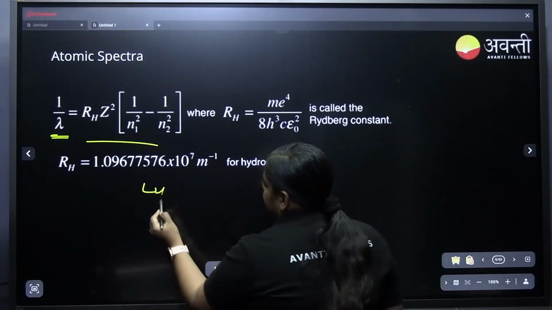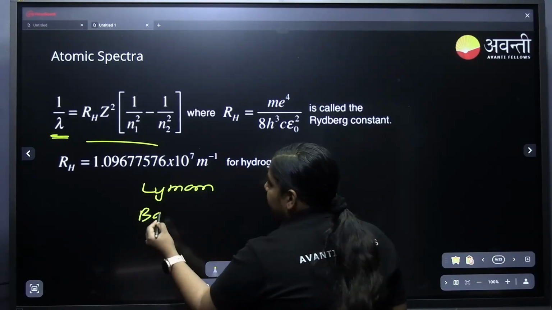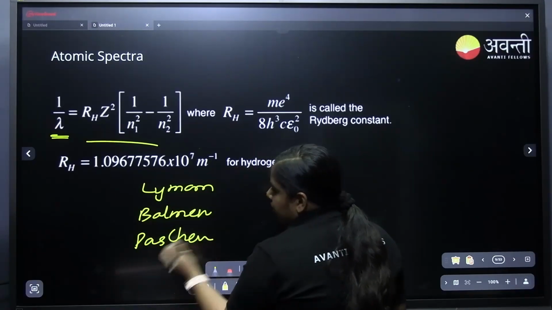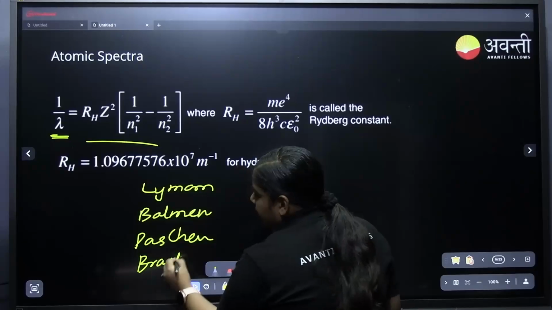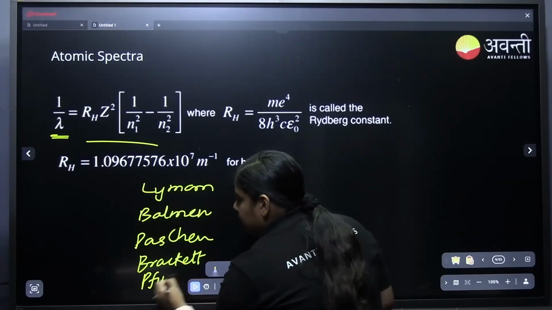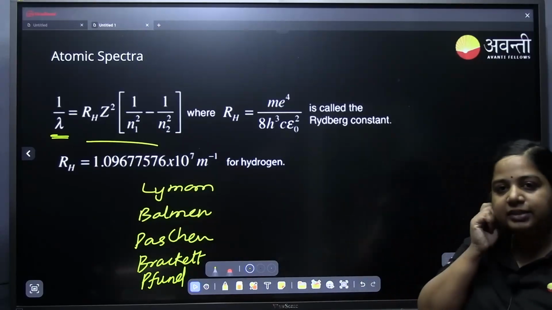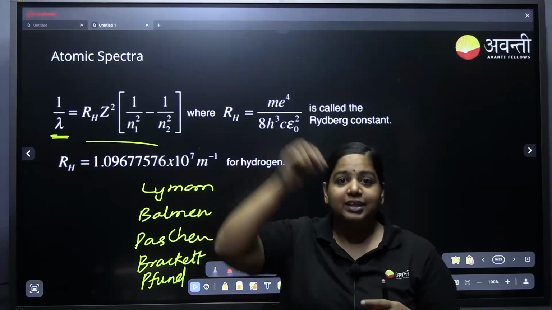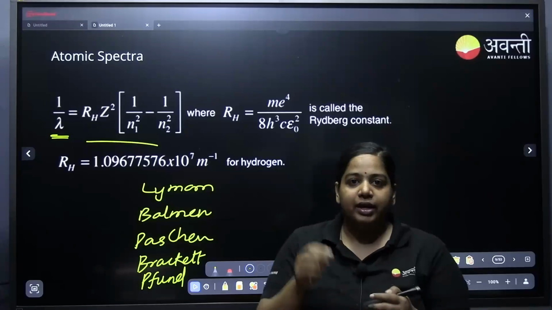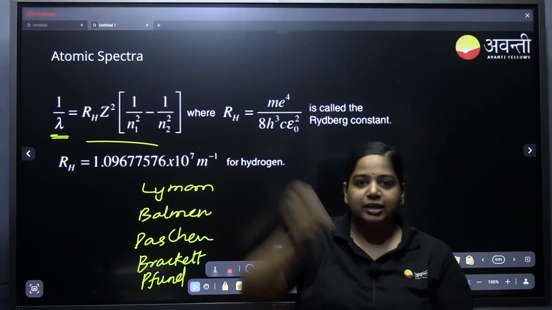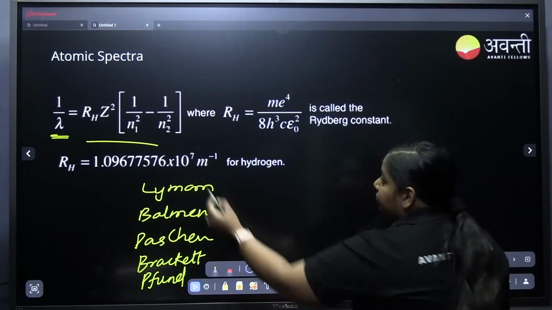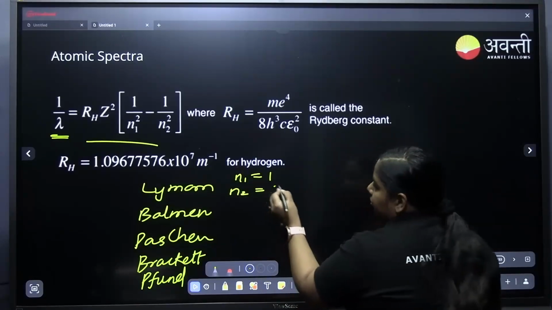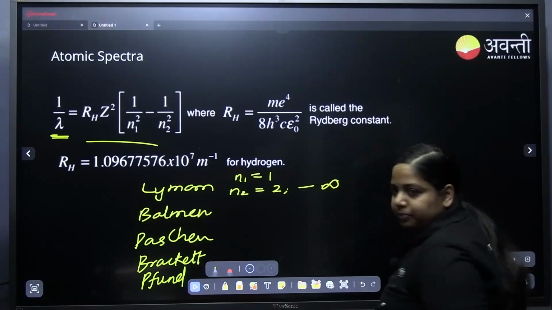You know the names: Lyman, Balmer, Paschen, Brackett and Pfund. These are the spectral series. In the Lyman series, whichever higher orbit the electron goes to, it is coming back to the first orbit. So here n1 will always be equal to 1, and n2 can be from 2 to infinity.